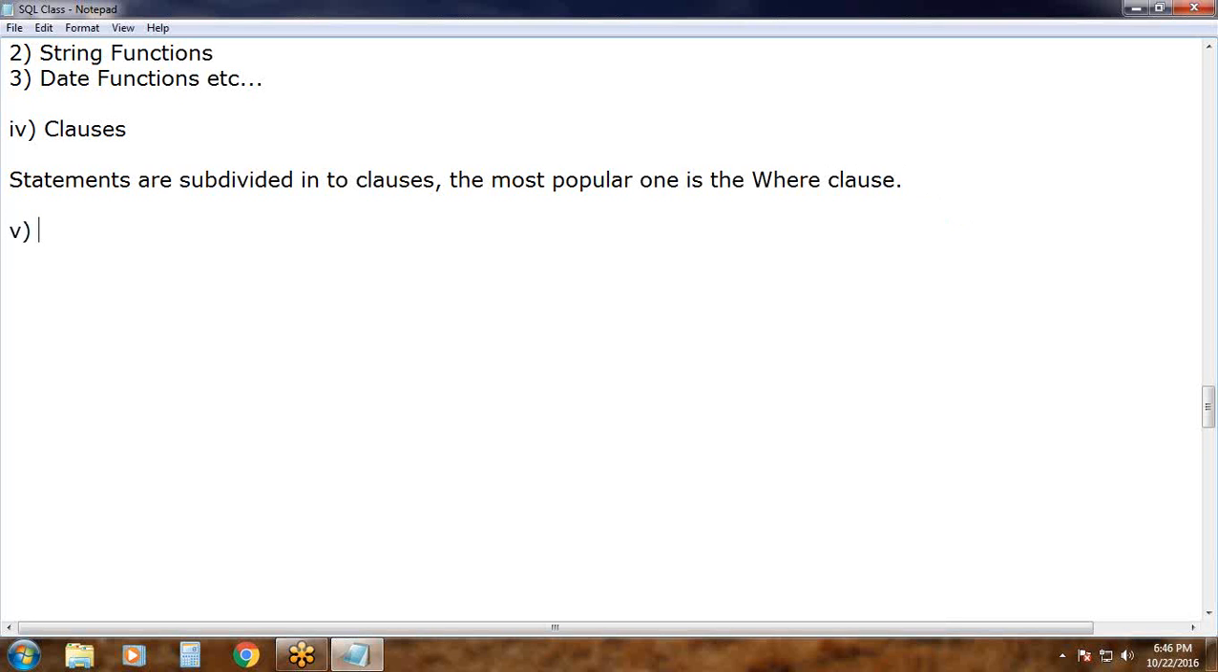Next, queries. Queries which retrieve the data based on specific criteria. All of you put mute. This is an important element of SQL.